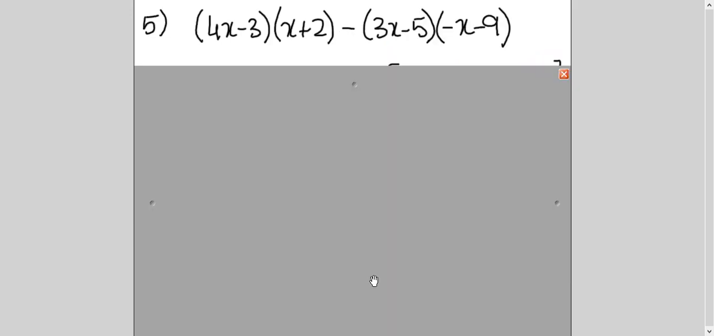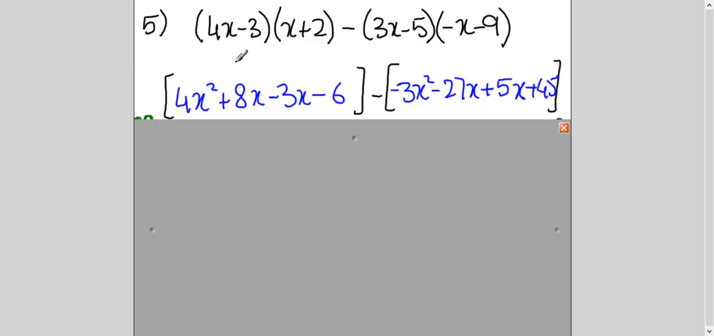Now let's see another form of algebraic expansion. These two brackets are multiplying, minus these two brackets are multiplying. But this is very important. You need to be very careful about sign. And first of all, we will simplify these two brackets, just the way we have done in previous questions. And then we will expand this, and then we will subtract the two results. So let's see.